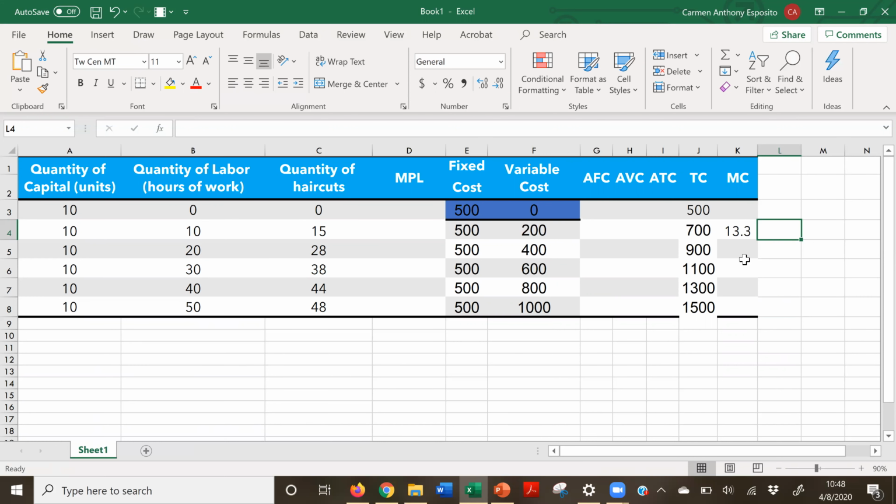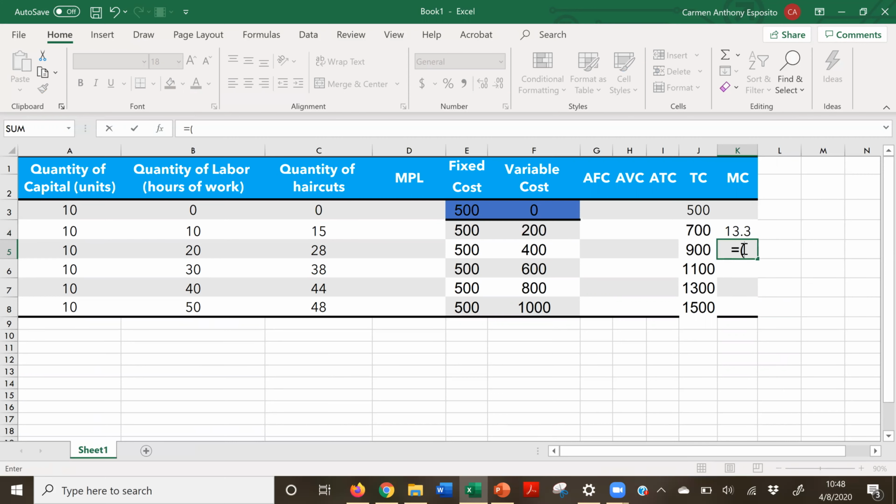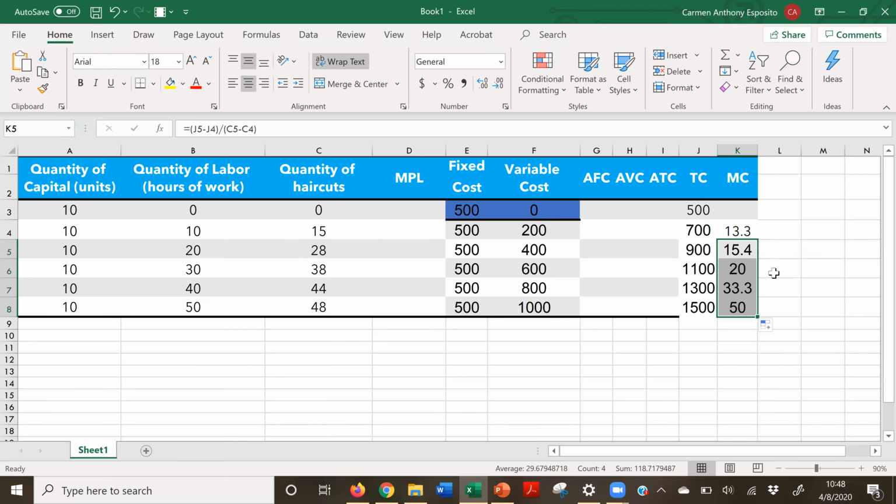Well, we know how to get marginal cost. It's the change in total cost divided by the change in quantity. So 28 minus 15. So we have our marginal cost.